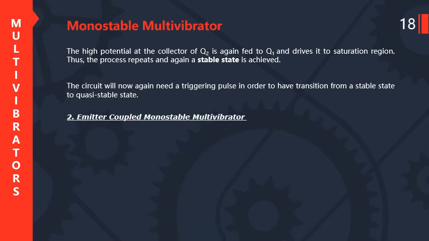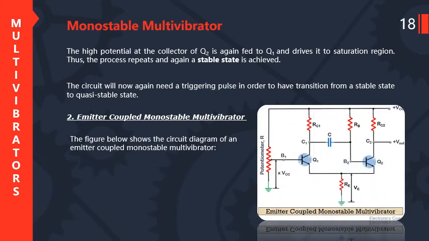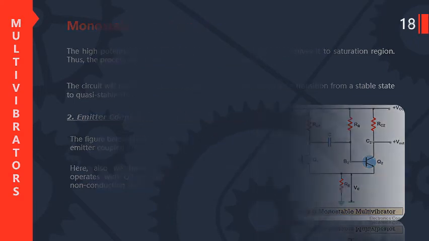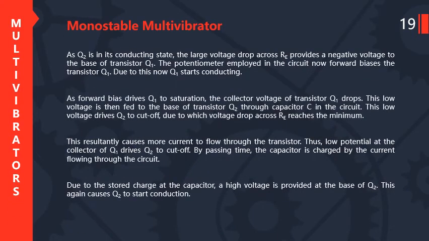So, the second is the emitter coupled monostable multivibrator. So this is the circuit diagram for the emitter coupled monostable multivibrator. Here also we have formed the circuit that operates with Q2 as conducting and Q1 in a non-conducting state. As Q2 is in its conducting state, the large voltage drop across RE provides a negative voltage to the base of the transistor Q1.